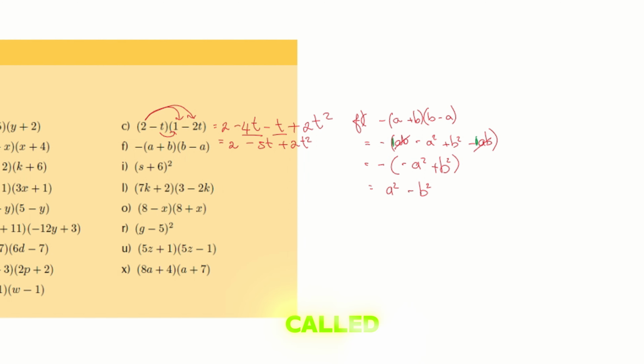Number I is called a binomial squared because there's 2 terms within the bracket. It's S plus 6 to the power of 2. Alright, now there's a short way of doing this, but let's for now do the long way. So that's S plus 6 squared. If it's like that, I'm going to write it out. That square means I need to write out my bracket 2 times. So that's S plus 6 and S plus 6.